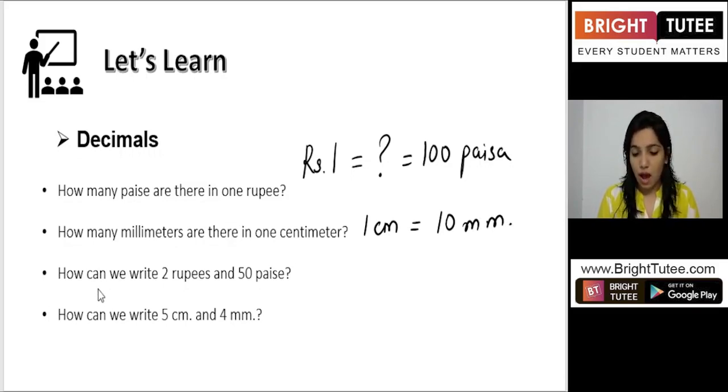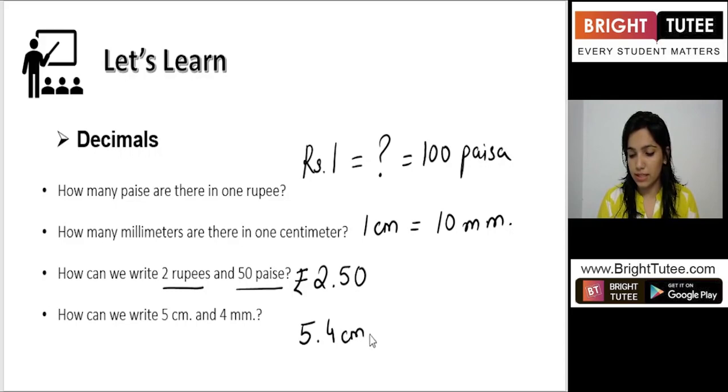Now, how can we write 2 rupees and 50 paisa? So it is 2 in rupees and 50 in paise. So we write it as 2.50, and this is in rupees, right? Now, how can you write 5 centimeter and 4 millimeter? So here we write this as 5.4. This is in centimeter.